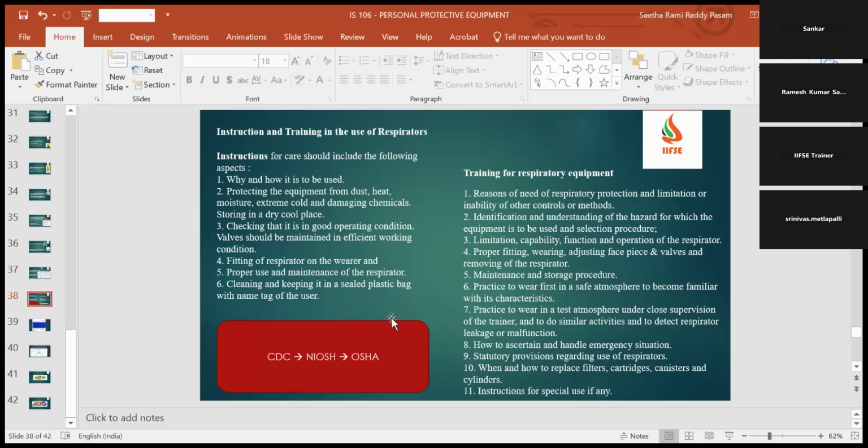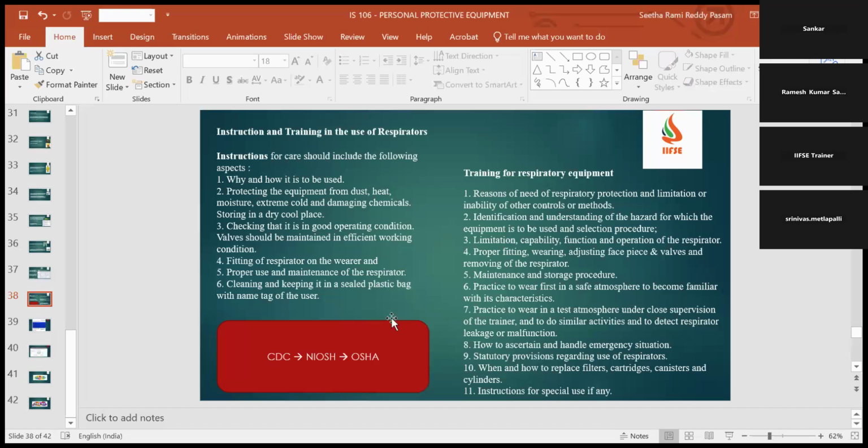And also you can use some perfumes in the general atmosphere. You can ask them to test whether they are getting any smell or not, so that you can understand any leakage or any issues with the fitting of the mask to the person. And also ascertain and handle emergency situations. So how to assemble this mask, and also how to handle the emergency situations.